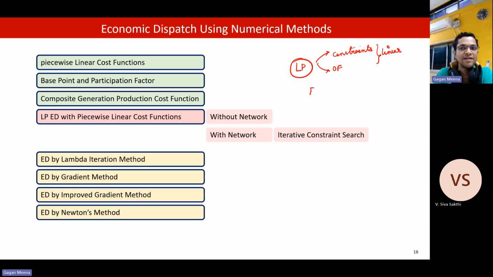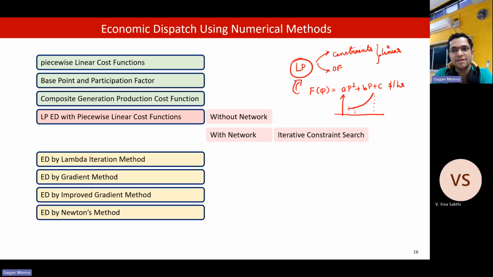We have already seen that our cost curve for a generator is aP squared plus bP plus c, which is non-linear. It's a quadratic curve. But we want everything in a linear framework. Therefore, we want to linearize this quadratic curve.